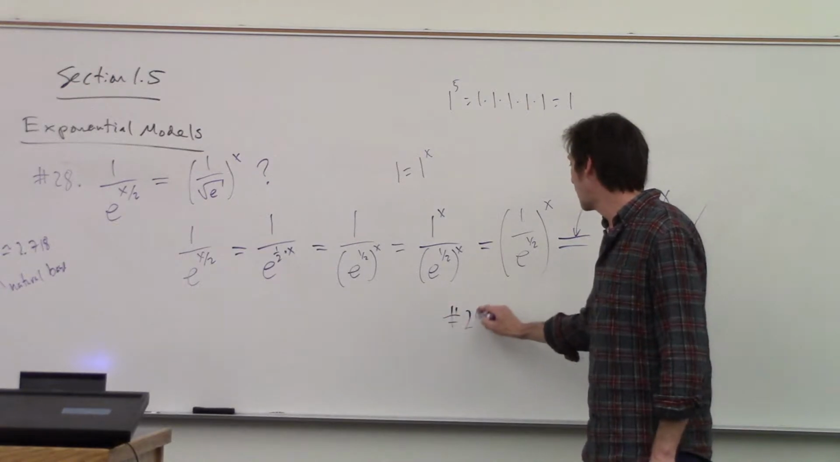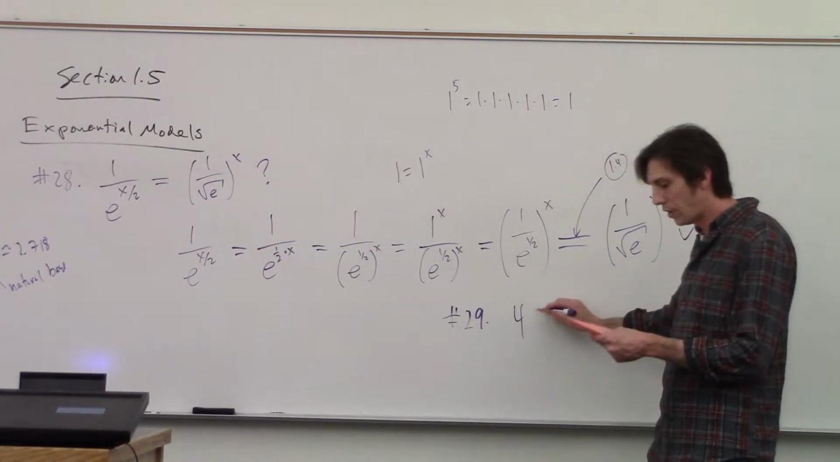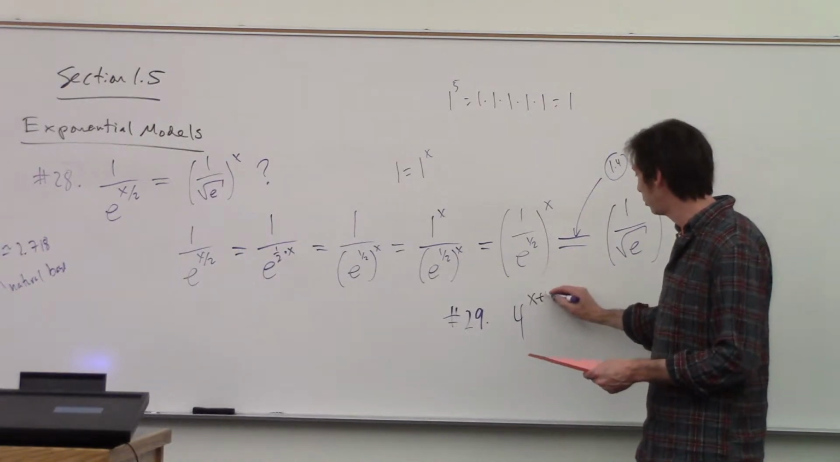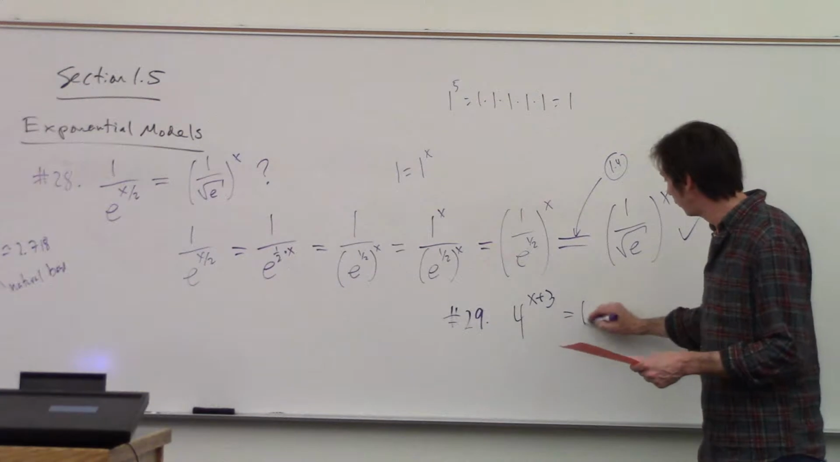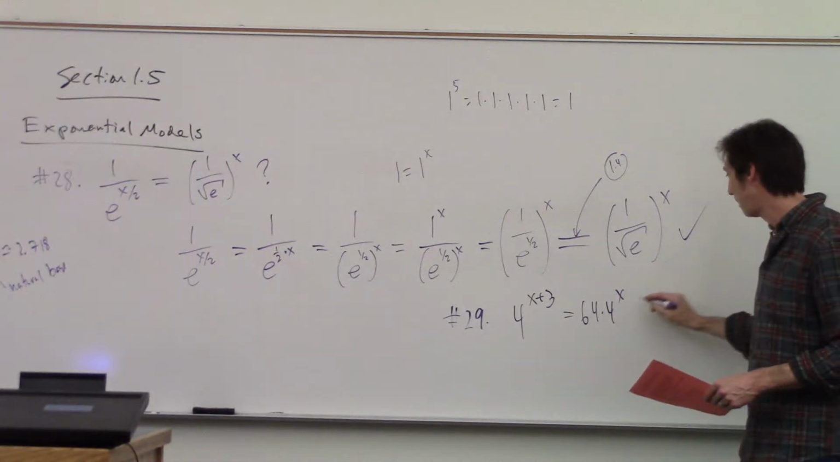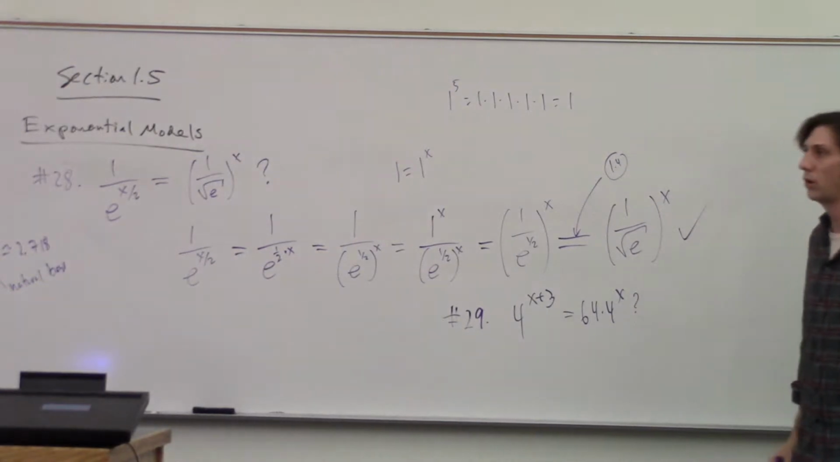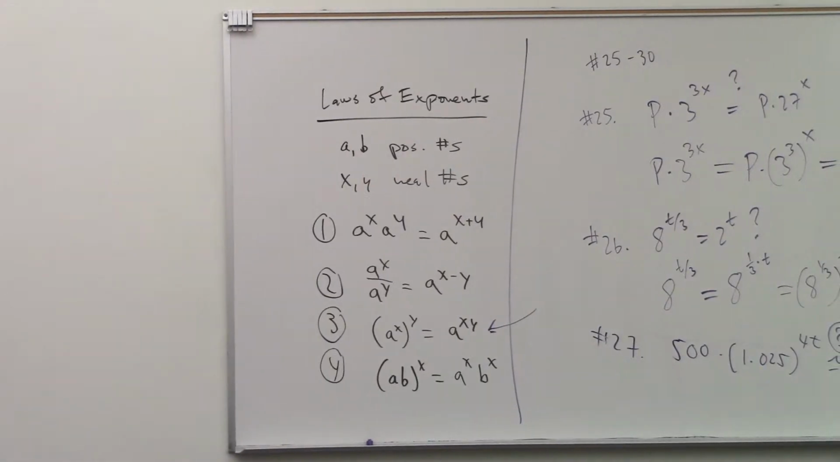For number 29, we're starting with 4 raised to the x plus 3, and then we're supposed to end up with 64 times 4 to the x. I can show you how that works. Really all it is is property 1, the first law of exponents from the other board there.